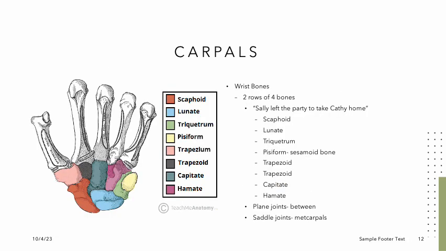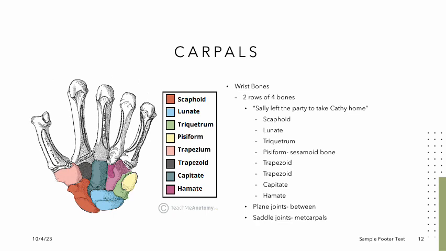So moving on down, now we're at the wrist. The wrist bones, there are 2 rows of 4, or 8 bones, and they have weird names, but there's an acronym that you can use to remember them. The acronym is Sally left the party to take Kathy home. Starting on the bottom row under the thumb, we start with S, and then we go across towards the pinky, and then we go back to the thumb side, up 1 row, and across towards the pinky.